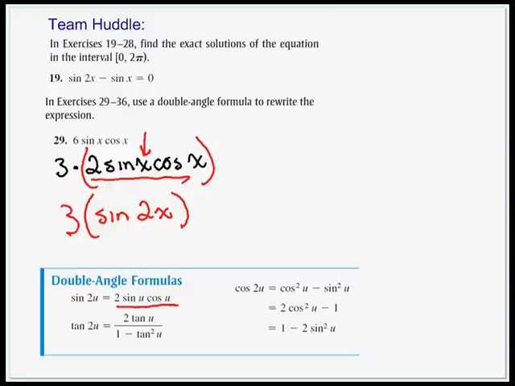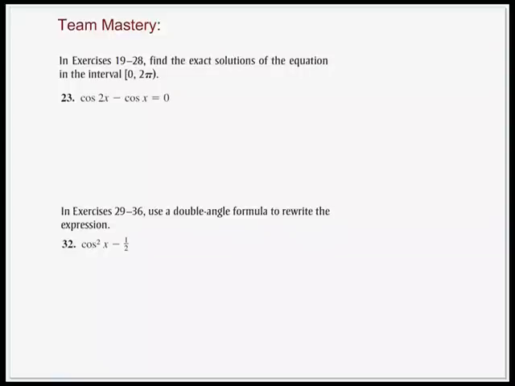Okay, now a couple other practice problems. Kind of similar to what we just saw, but not exactly. In this exercise, find the exact solutions of the equation between 0 and 2 pi. And in the next one, use a double angle formula to rewrite this expression.